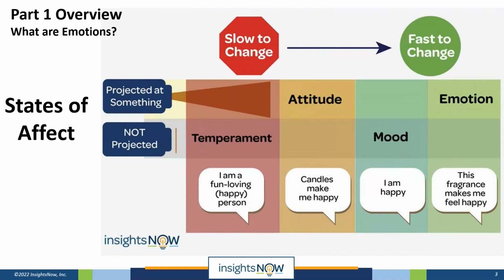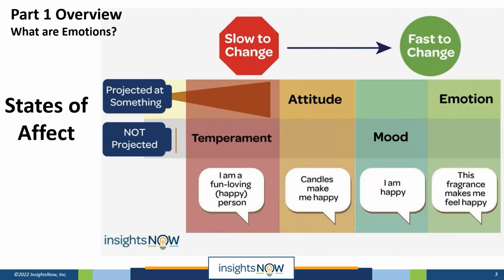Your mood, same thing. Just feeling happy right now, that's my mood. It's not projected on any particular object or thing. Whereas with my emotions, this particular thing makes me feel happy. Eating this food makes me feel happy. My cup of coffee makes me feel happy. All of those component pieces are emotions, because they're projected on something and they're fast and fleeting.